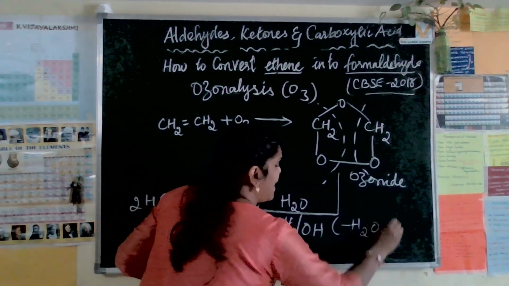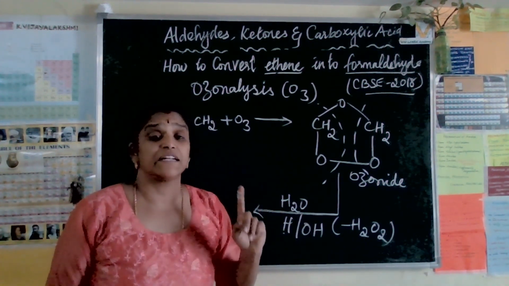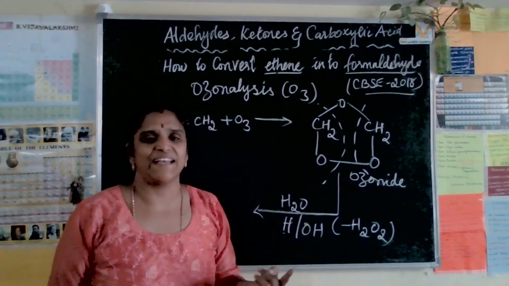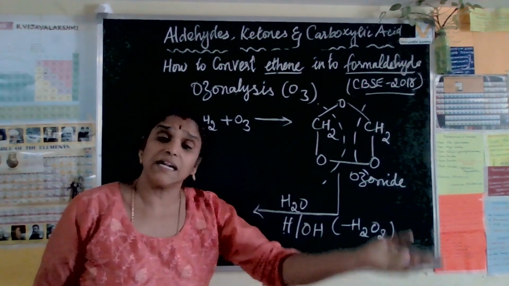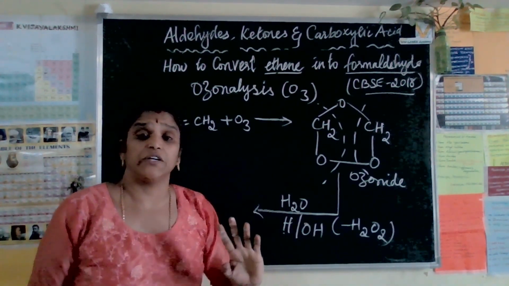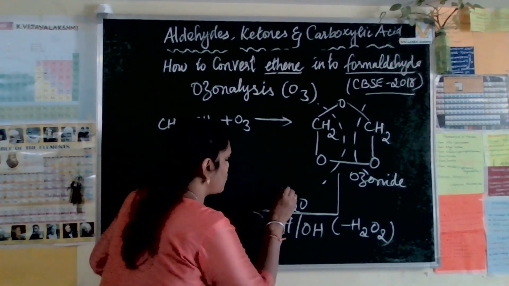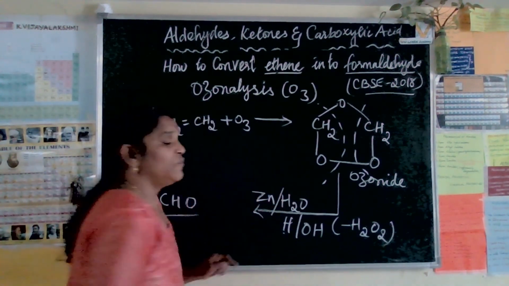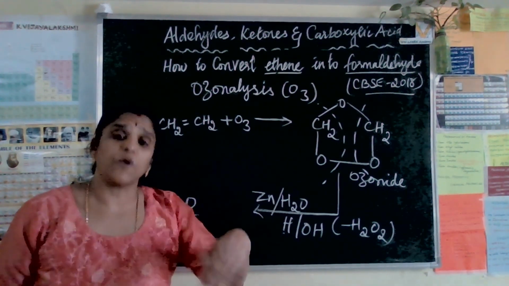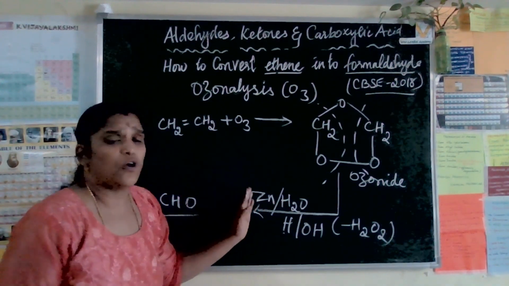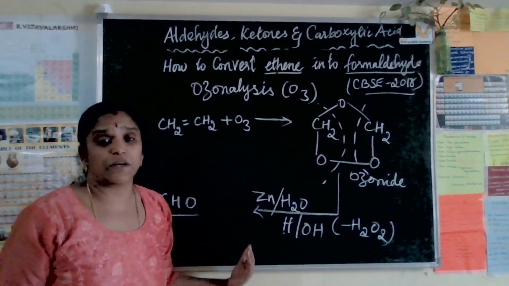H2O2 is hydrogen peroxide, a very good oxidizing agent. So the aldehyde again further oxidizes and is converted into carboxylic acid. To avoid that, they add zinc. We want only formaldehyde; we don't want carboxylic acid. Suppose you want carboxylic acid, you need not add zinc. Directly you will get the aldehyde and then carboxylic acid.